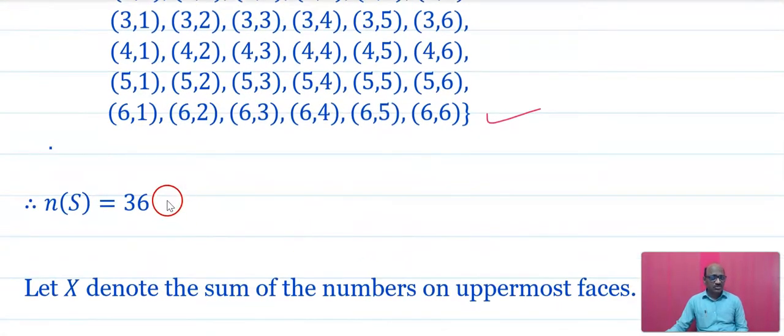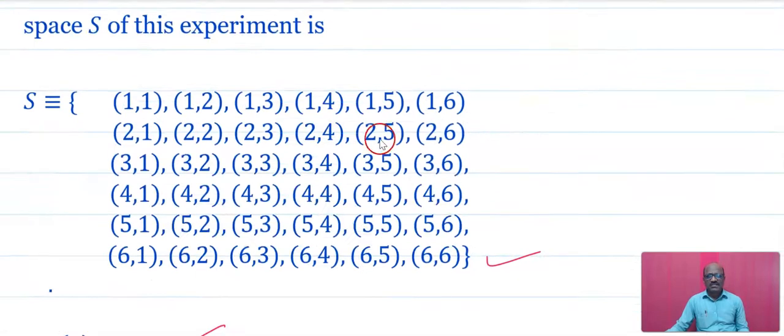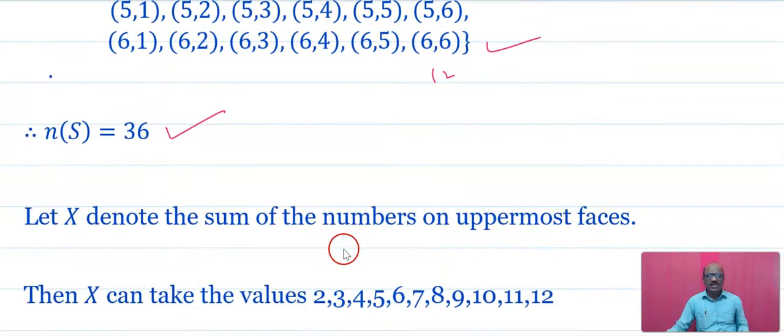Therefore, n(S) is equal to 36. Let X denote the sum of the numbers on the uppermost faces. That is, if you take the first one, you will get 1 plus 1, 2, then 3, 4, and in this way, the first is 2 and the last will be 12. Therefore, the number of sample points is 36.